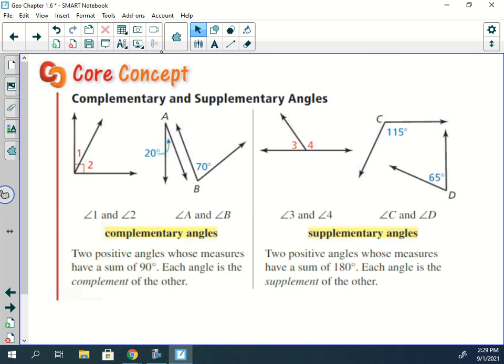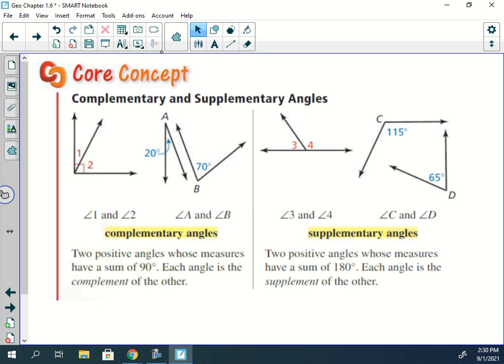Supplementary angles add up to be 180 degrees. Complementary angles add up to be 90. So if two angles add together to be 90, then they're considered to be complementary. If two angles add together to be 180, then they are supplementary.